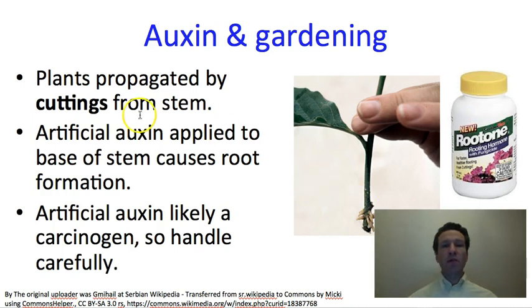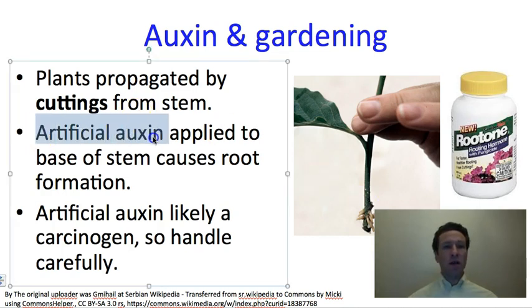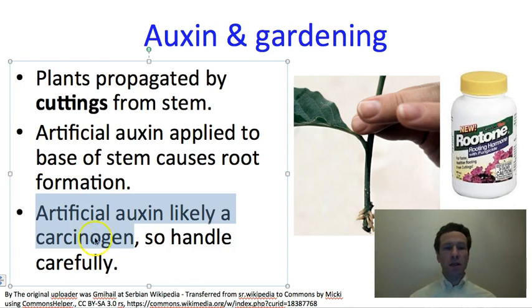So what we can do is use a source of artificial auxin, and we can apply it to the base of this stem, usually just by dipping the stem into the powder that contains that artificial auxin. Then, because this is covered now with an artificial auxin, that will oftentimes lead to the formation of adventitious roots. Once they've formed, then this can be planted and will have some chance of growing into a new plant. So this is a great trick. One problem with it is that artificial auxin is likely to some degree a carcinogen.